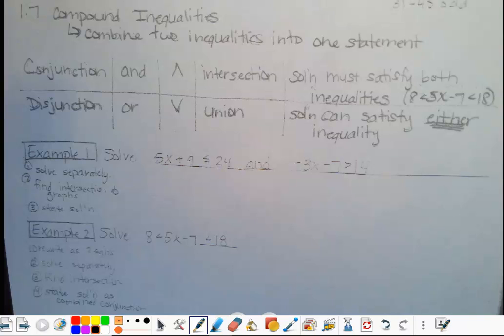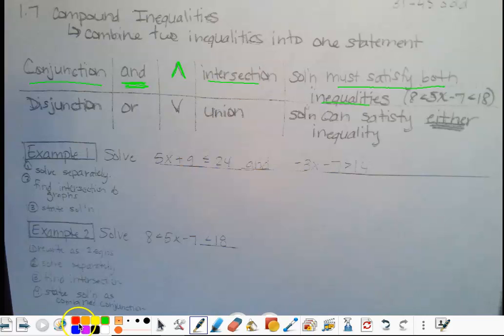The first one is a conjunction. A conjunction uses the word and. Knowing that it has the word and, if we look over, it says the solution must satisfy both inequalities. So it's an and statement. It must satisfy both. We also consider this an intersection, like you did in geometry, where you had intersections and unions. So a conjunction is an intersection of the inequalities, and the symbol there is an upside down V.